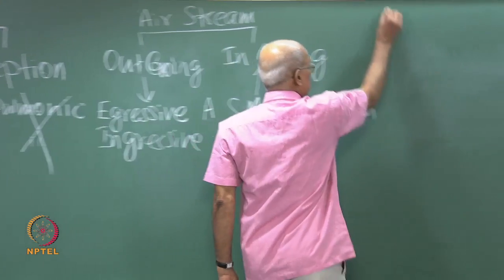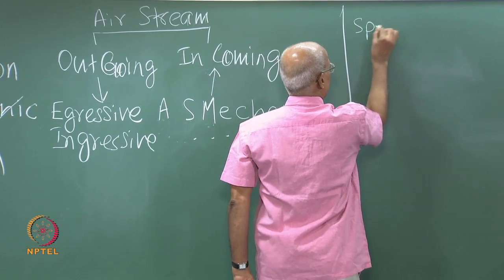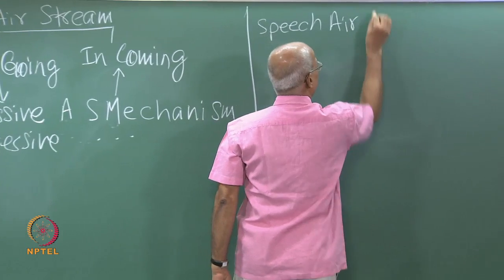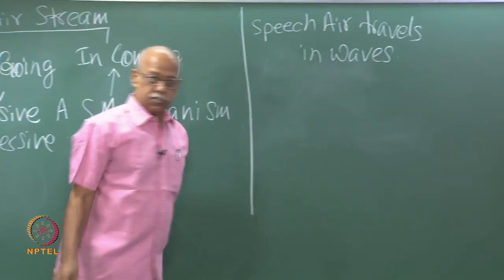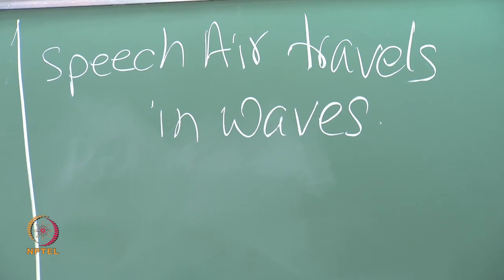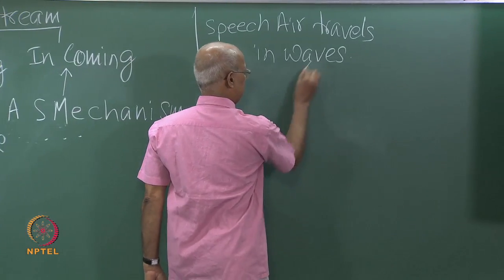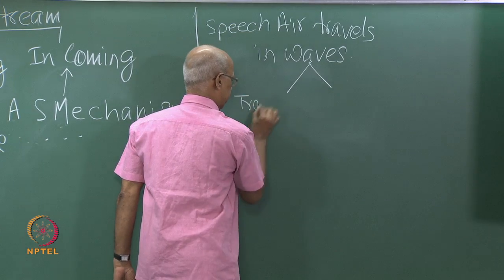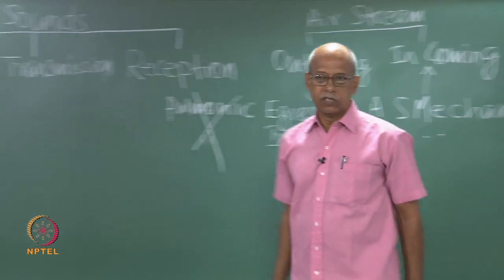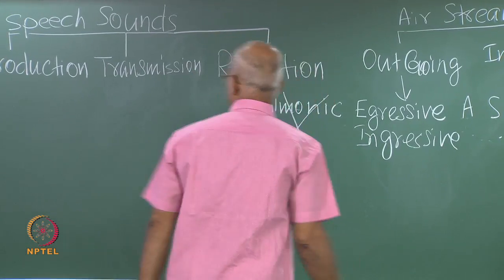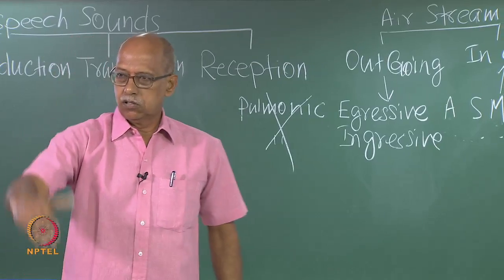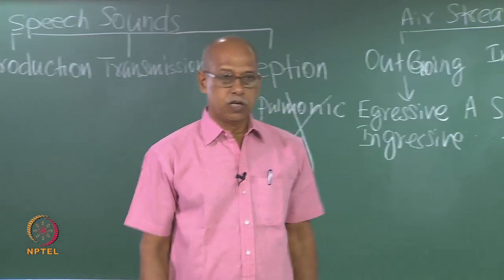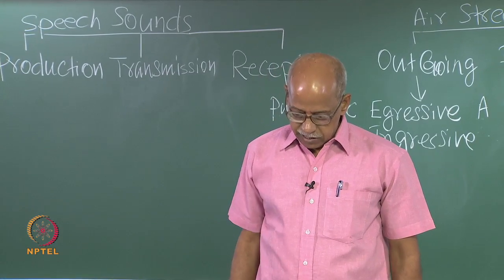So speech air travels in waves, and because it travels in waves, waves necessarily have troughs. What is a trough? The lowest, the valley. You see, crest, trough, crest, trough, crest, trough, crest, trough. It always goes this way. That is how speech air flows, in waves, and waves have crests and troughs.